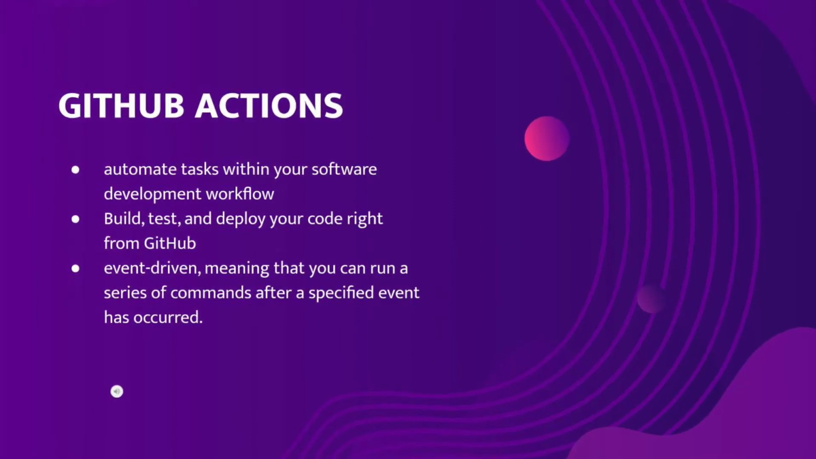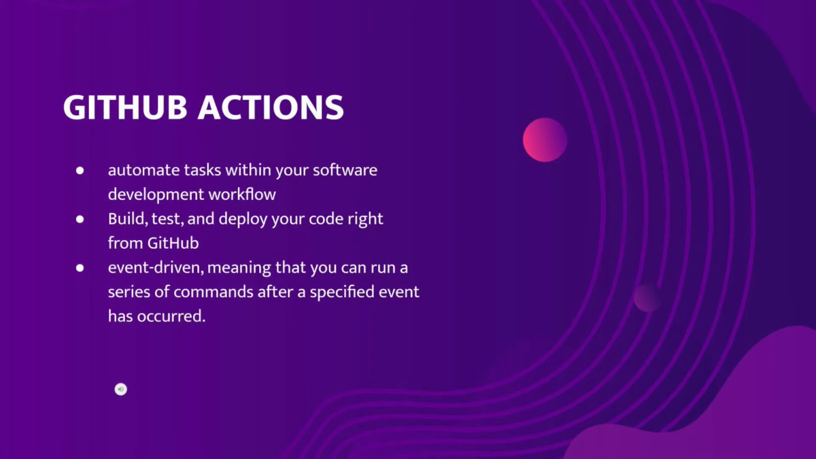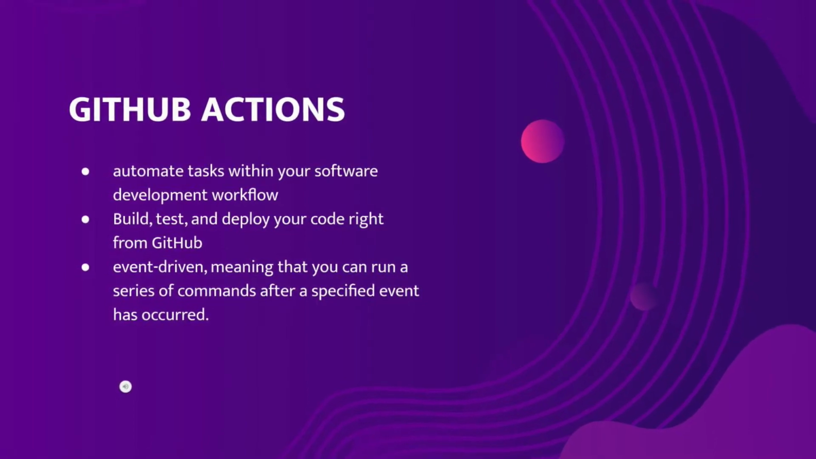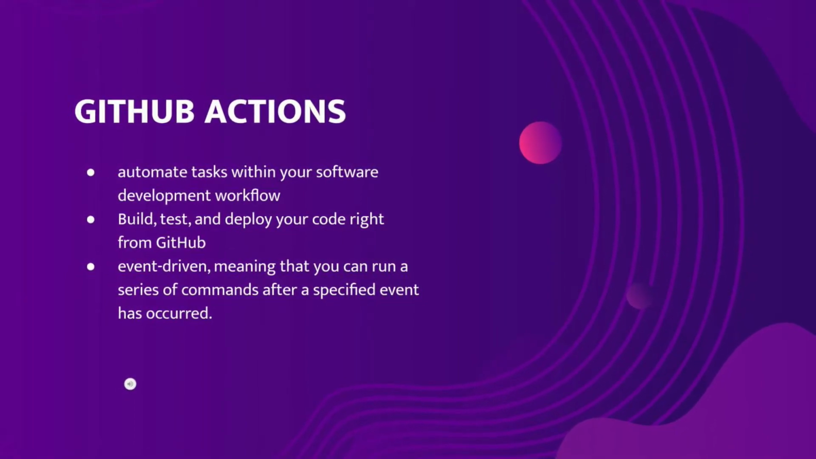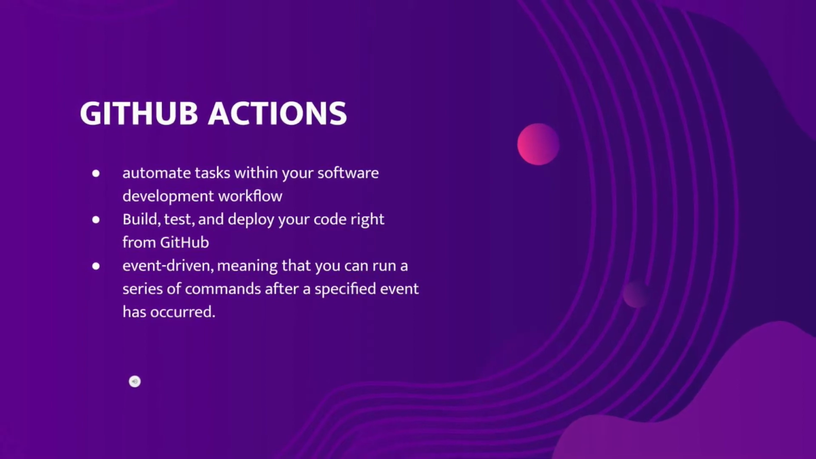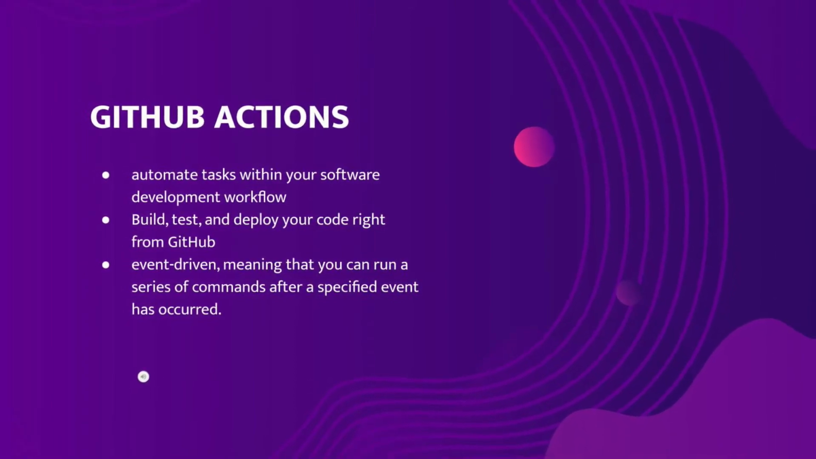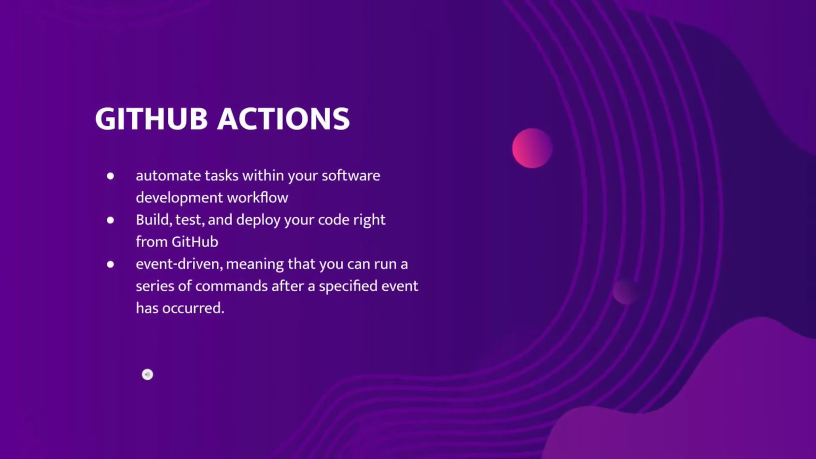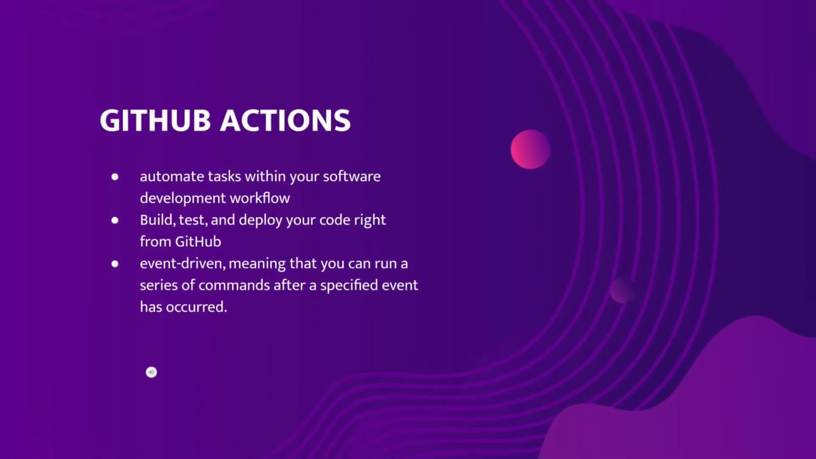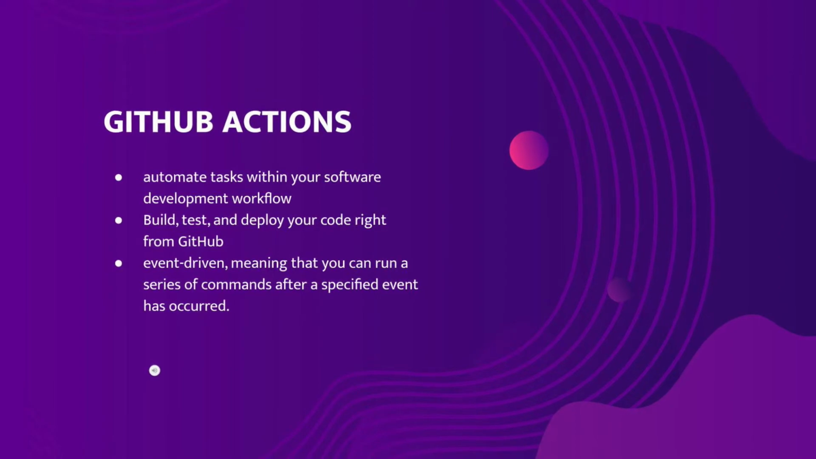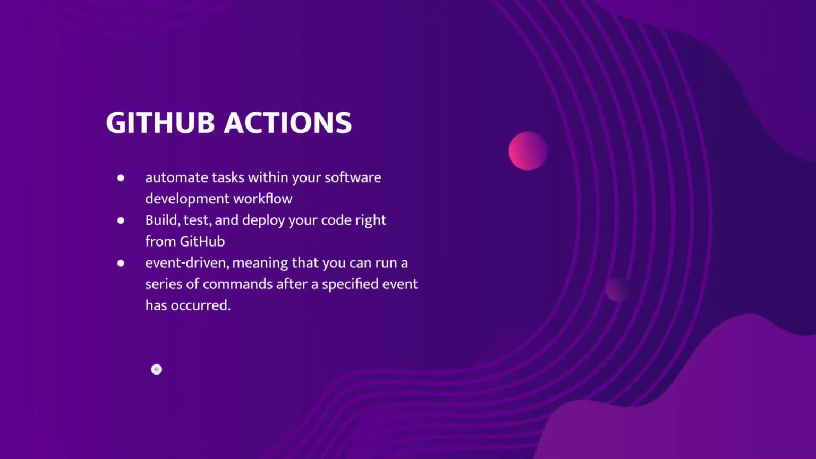GitHub Actions is a free service to automate tasks within your software development workflow. You can build, test and deploy right from your GitHub repo. Actions are event-driven, meaning that you can run a series of commands after an event has occurred. An event could be a pull or push request. As you can see, they are quite useful and take out the pain of manually running commands on your machine. Instead, these commands are run on automated runners.